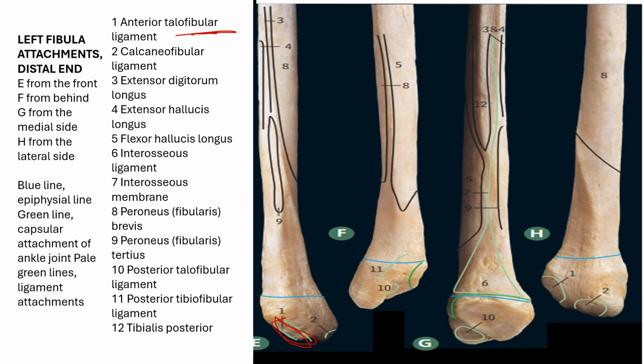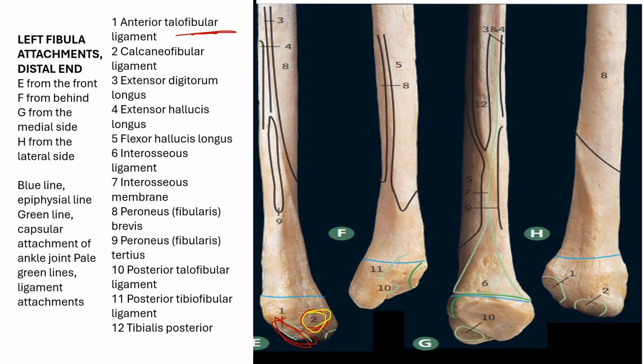The second one is the calcaneofibular ligament. The calcaneofibular ligament also originates from the lateral malleolus of the fibula and attaches at the lateral surface of the calcaneus, and it prevents excessive inversion of the foot.